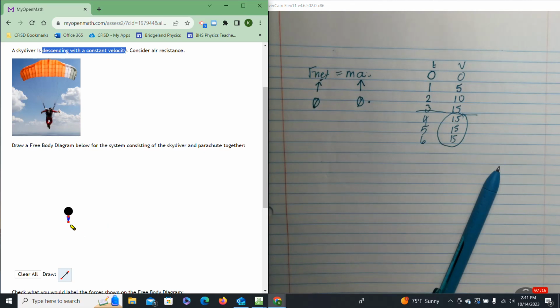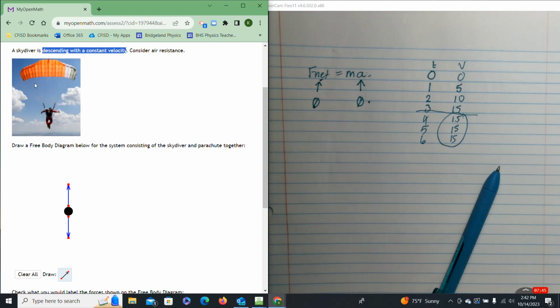So I know that this skydiver parachute system has a downward force of gravity. There is a weight to them. I know that it tells me to consider air resistance, and so I know that I have air resistance in the upward direction. Air resistance is basically friction with the air molecules, and so I'm going to have to include that as well, and I need to draw these in such a way that they're the same length because it tells me constant velocity up here. Those are the only forces to consider.